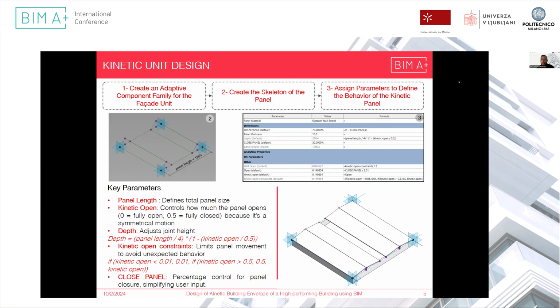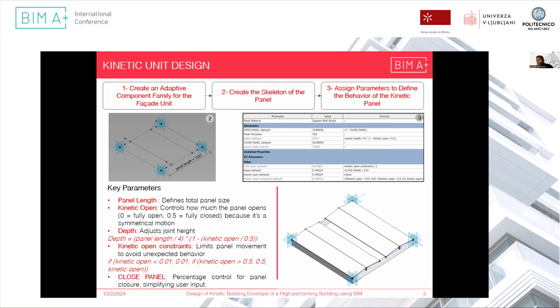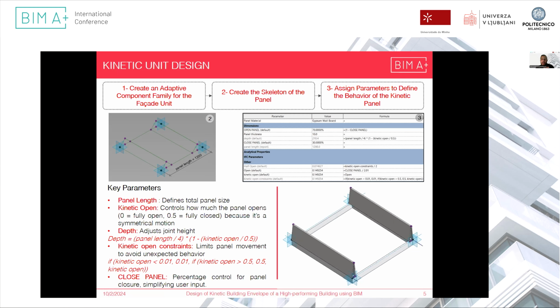The main component of the kinetic facade is the kinetic unit, because if we define the kinetic unit correctly in the beginning, it is the main component of the kinetic facade. So first we chose an adaptive component and created the skeleton of the facade, as we see here. This skeleton is a folding system, and after that we assign parameters to this kinetic unit to define how it will behave and how it will respond to environmental conditions.